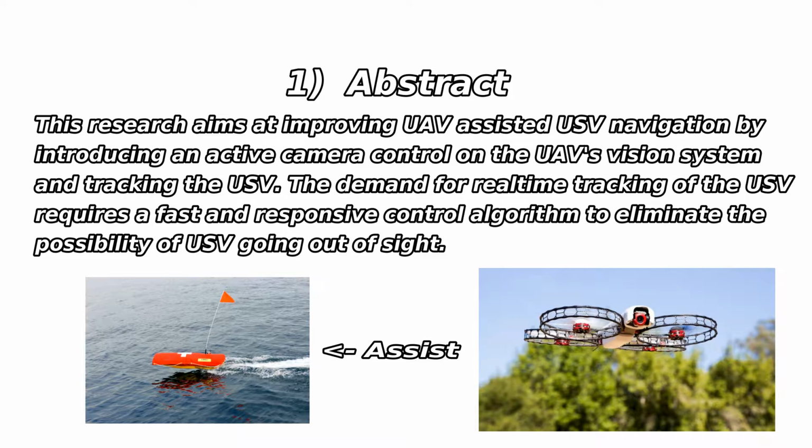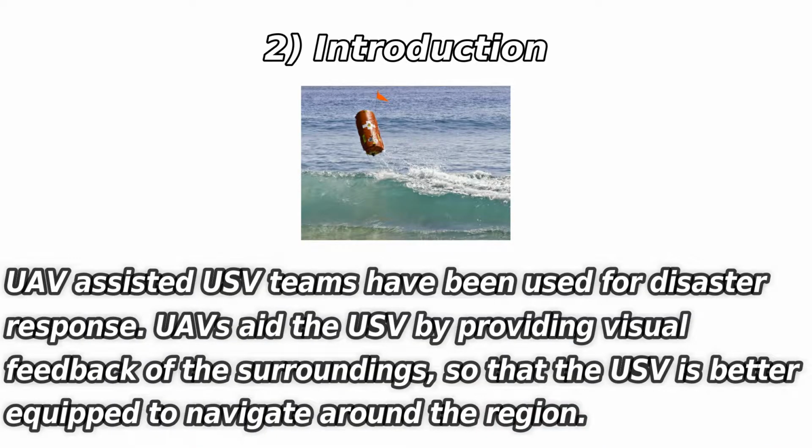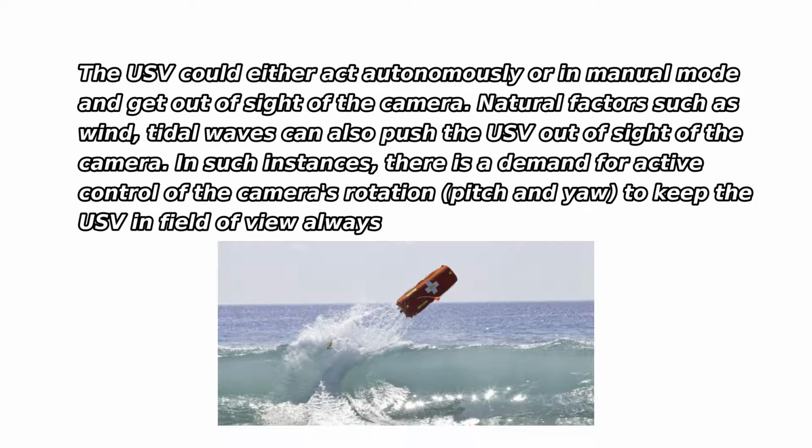This research aims at improving UAV-assisted USV navigation by introducing an active camera control on the UAV's vision system and tracking the USV. Visually assisted UAV-USV teams have been used extensively in search and rescue operations. In such assists, having the USV in sight from the UAV's camera is a primary problem for the responder. There can be many instances where the USV gets out of camera view.